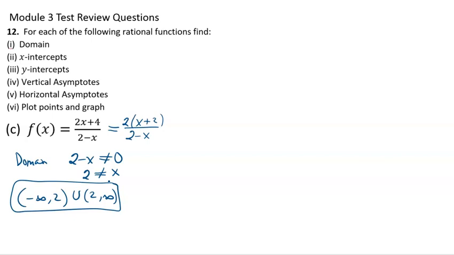Next thing we're supposed to do is find x-intercepts. To find x-intercepts, you substitute 0 for f of x or for y. So 0 equals 2 times x plus 2 over 2 minus x. Now you can use the factored version or the original version. If by chance this polynomial simplified, use the simplified version to find the x-intercepts, just in case one of these values that's not in the domain ends up being a solution.